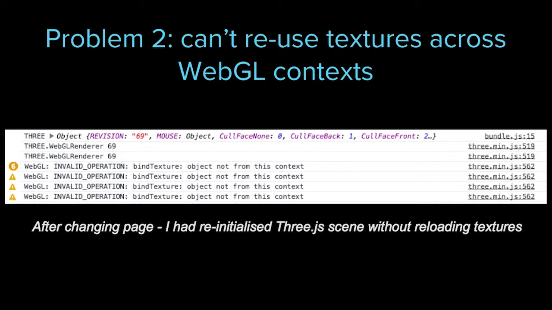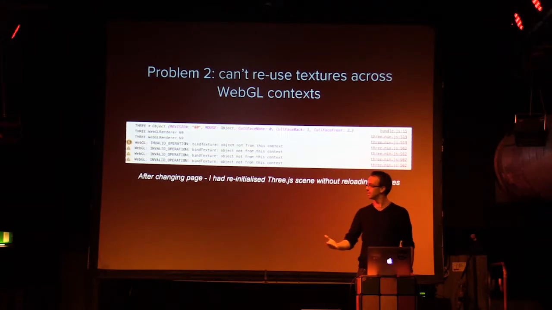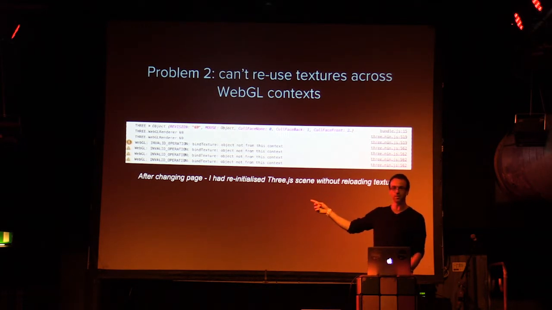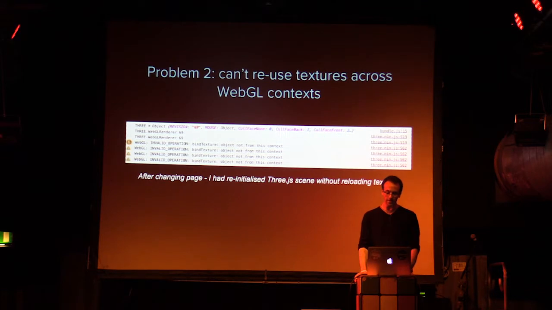Another thing I ran into, so in this same situation where I click back to another page that doesn't have the canvas in it, and then I go back to the page with the canvas in it again, I was reinitializing my 3GS scene, but I hadn't actually gone to the trouble of reloading all the textures, because hey, once you've loaded in the textures, you've got them, right? But it turns out that you can't reuse textures across multiple WebGL contexts. So in this case, WebGL gives you a nasty error and you don't see your textures on the page. And so it seems that the best thing is actually probably just to reinitialize everything.